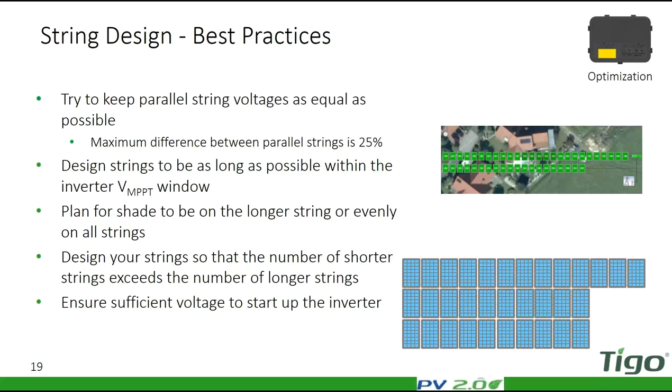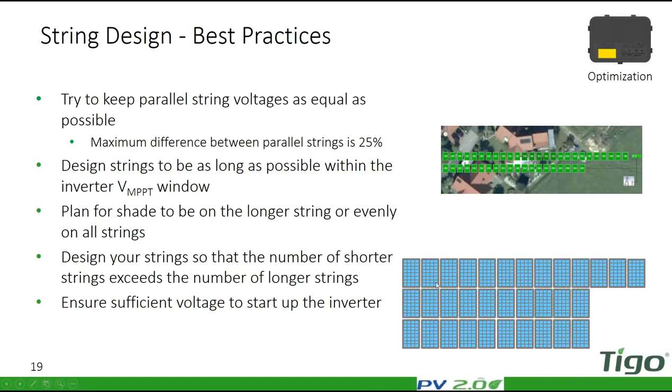Our general design reliability philosophy for optimizers is we try to minimize the work of the optimizers. That's how they're so efficient. That's how they're so reliable. And we do that by following these design best practices. Again, it's not like it won't be okay if you don't follow them. It's just always better to design keeping these guidelines in mind. Let's see, design your string so that the number of shorter strings exceeds the number of longer strings.